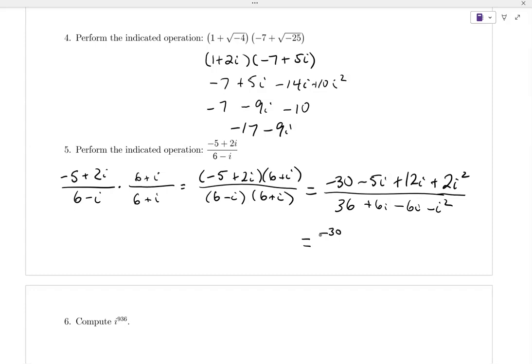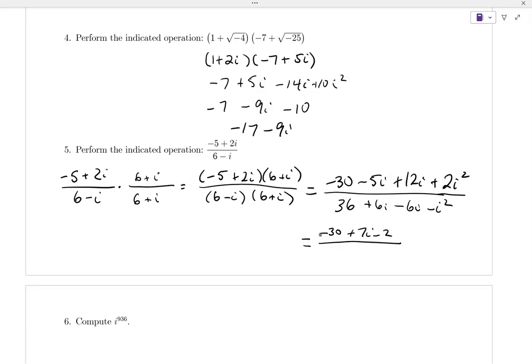Minus 5i plus 12i on top there gives you a plus 7i. What does the 2i squared become? You got a plus 2i squared. What does that become? Negative 2. Good.